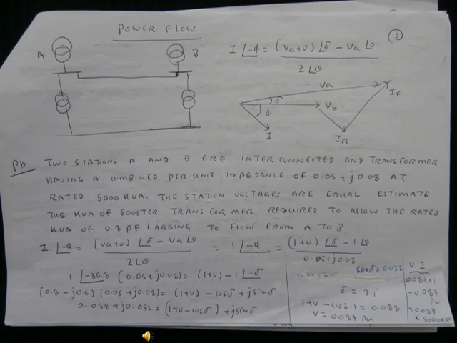So that will be 0.8 minus J 0.6 multiplied by 0.05 plus J 0.08 equal to 1 plus V minus cos delta plus J sin delta. So that will be 0.088 plus J 0.032 equal to 1 plus V minus cos delta plus J sin delta. In this case, I am going to equate the terms without J and the terms with J. So 1 plus V minus cos delta equals 0.088.